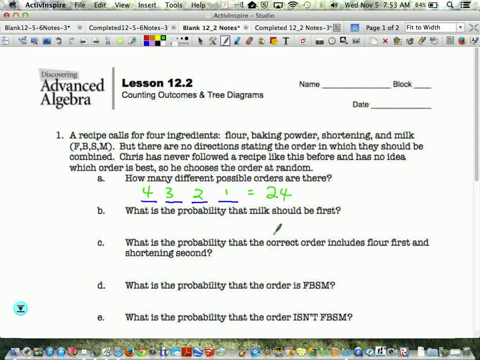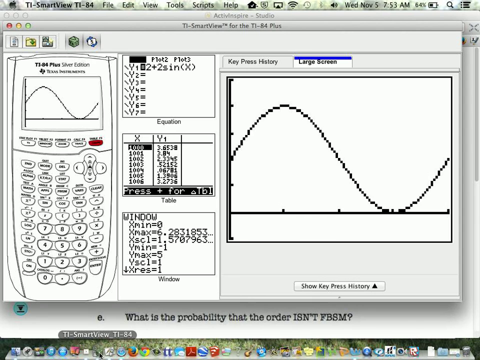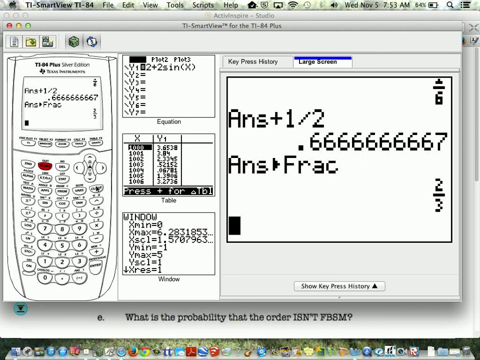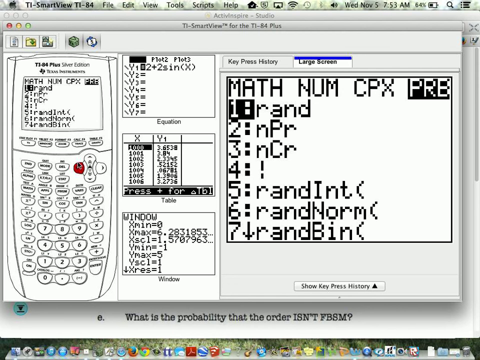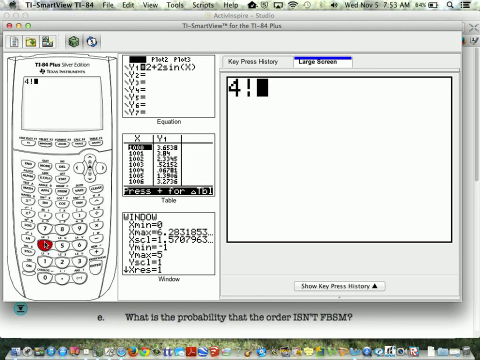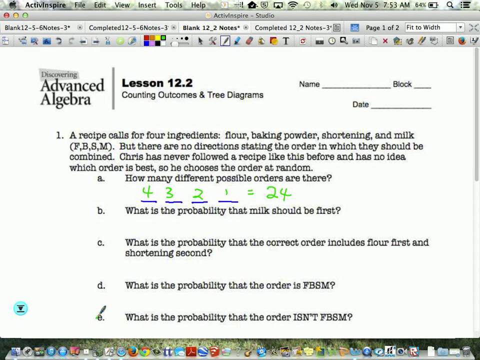So 4 times 3 times 2 times 1 is the same as factorial. You can do that on your calculator. You type in the number 4, hit math, slide over to the PRB, which is the probability menu, and you'll see the exclamation point is number 4, so 4 exclamation point, hit enter and you get 24. Same as 4 times 3 times 2 times 1.